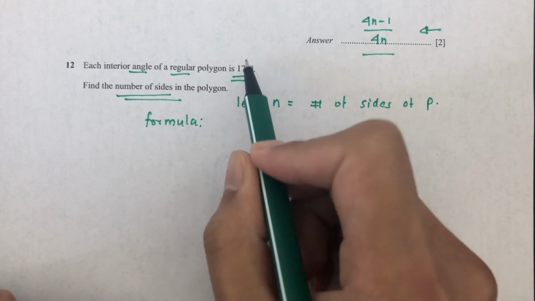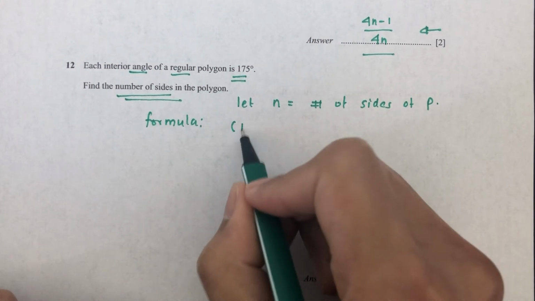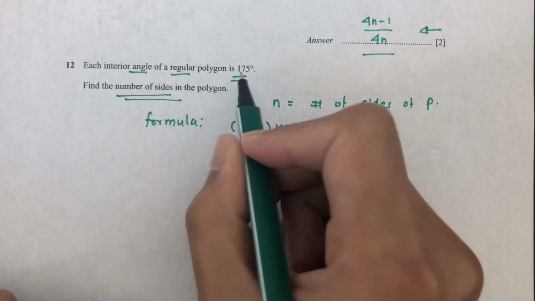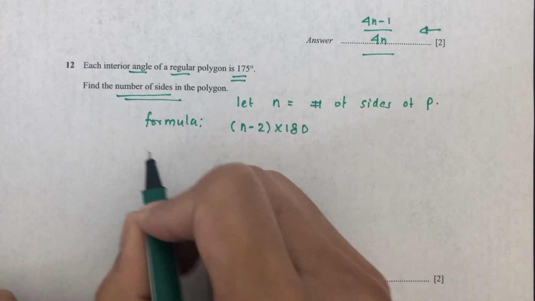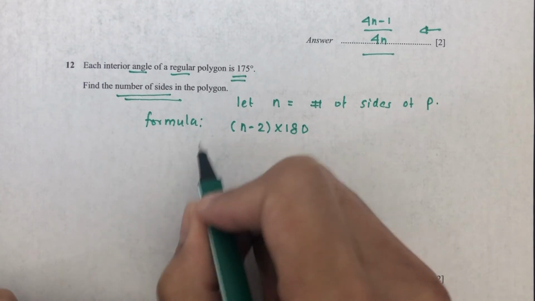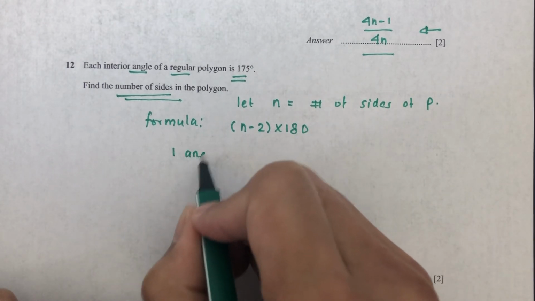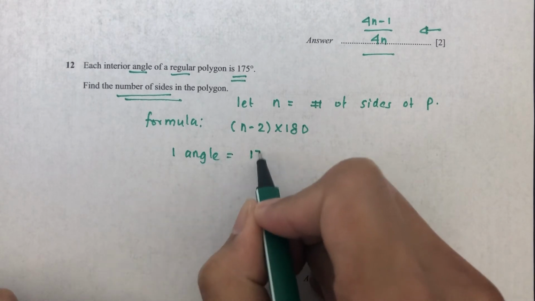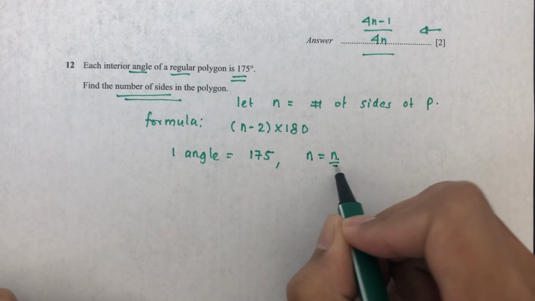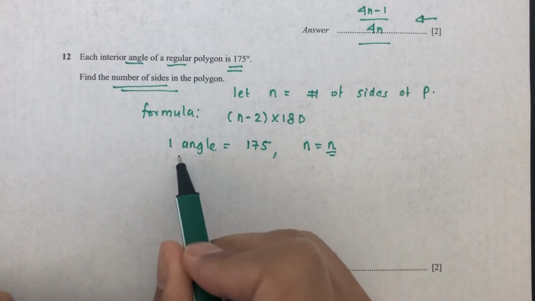So the sum of all interior angles is equal to n minus 2 times 180. So now we know the size of one angle. One angle is equal to 175, and the number of sides is equal to n for now. So how do you find the size of one angle?